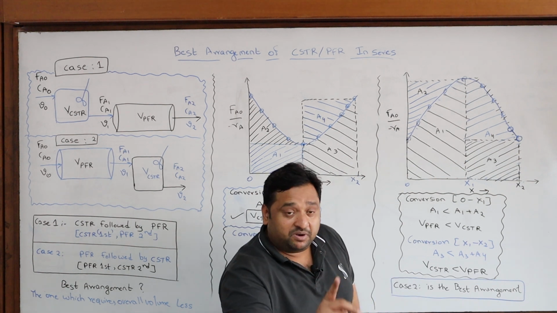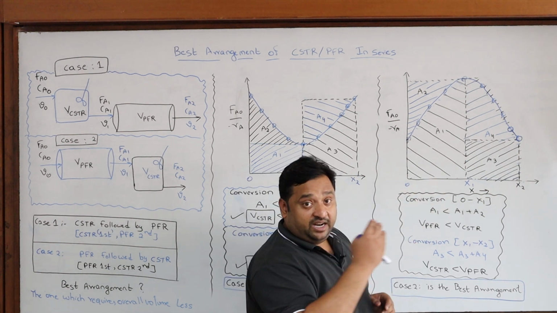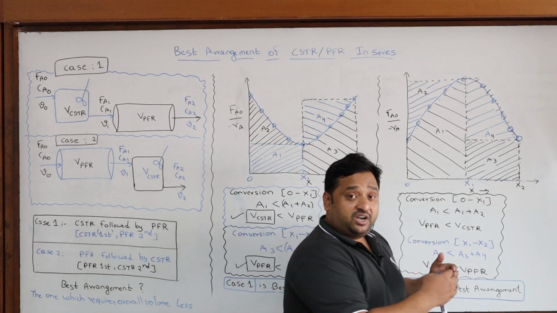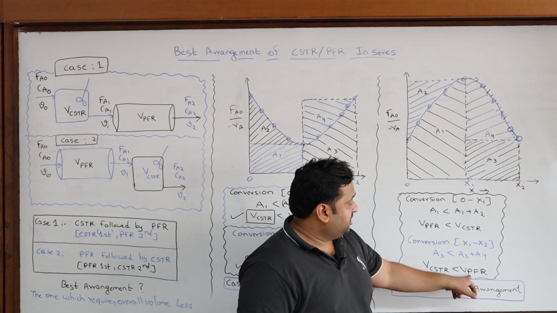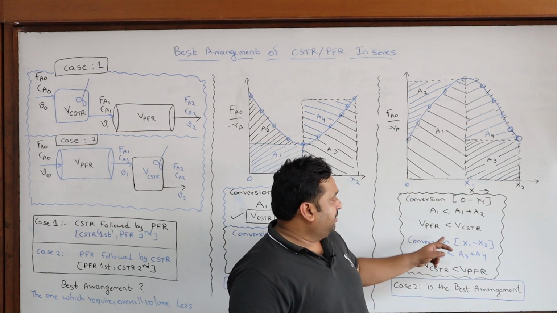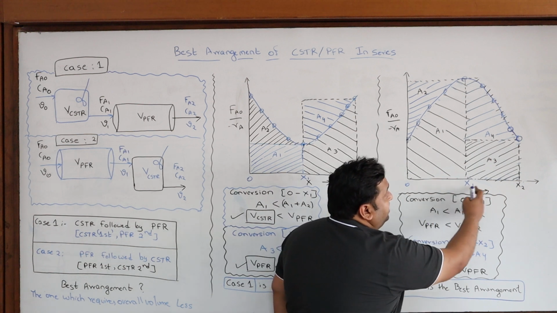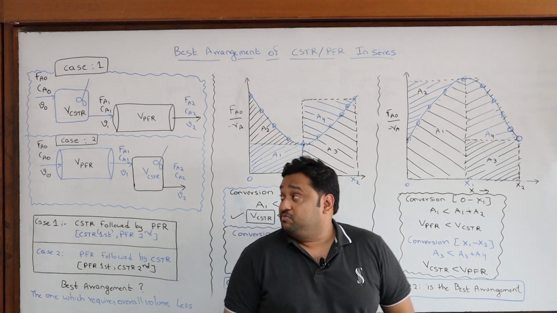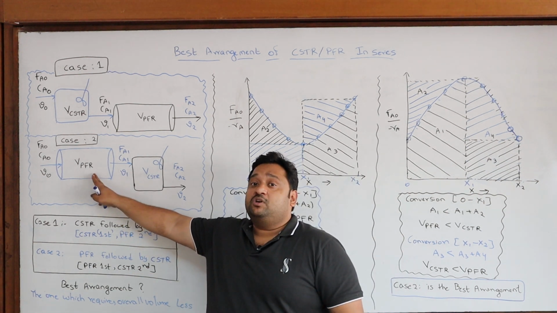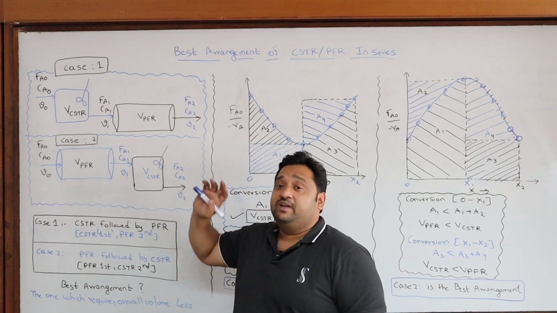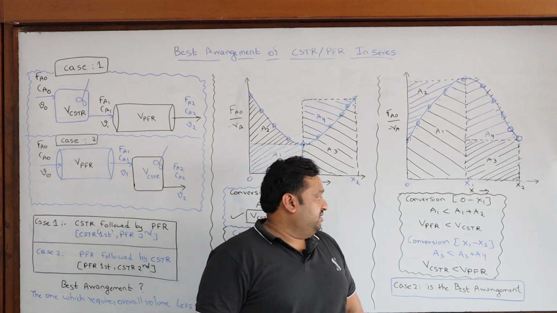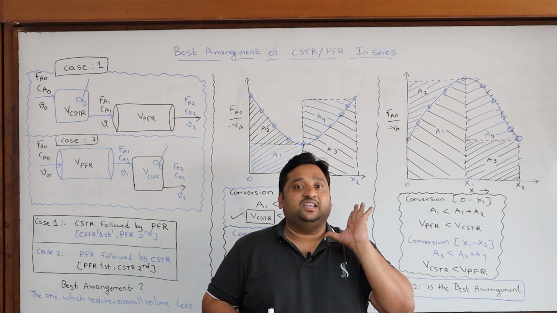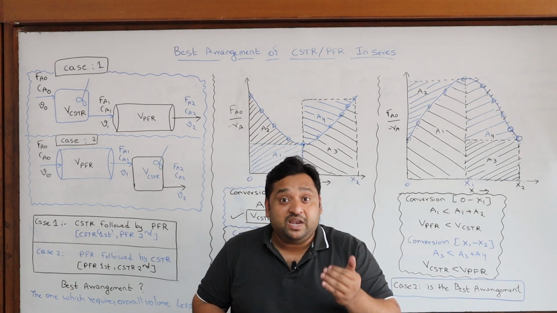That means the best arrangement is, up to a certain conversion from 0 to x1, use PFR. From conversion x1 to x2, you can use CSTR. That means what is the best possible arrangement? First you use a plug flow reactor followed by a CSTR. This is how you can define the best arrangement to get the minimum overall volume.